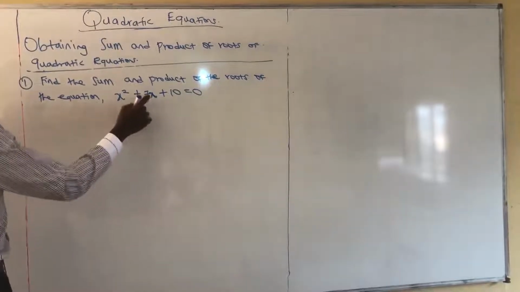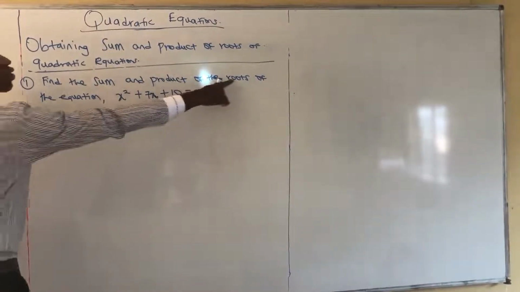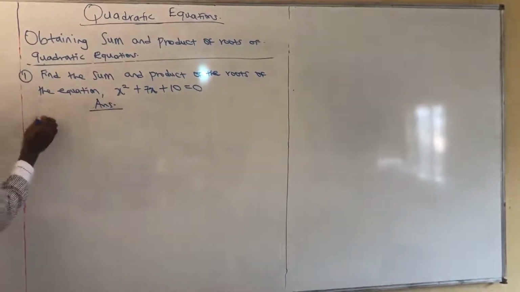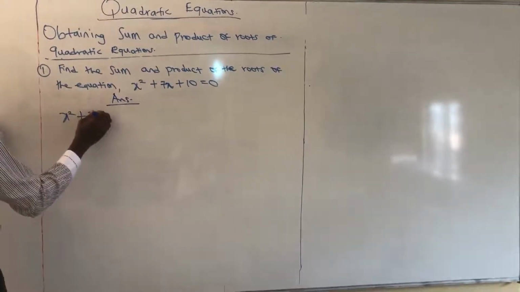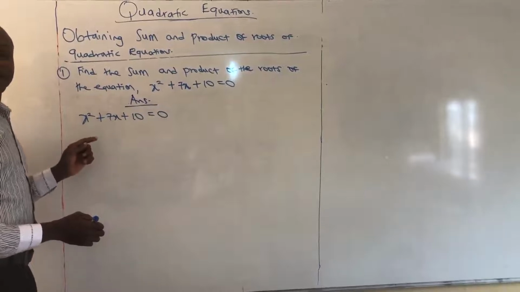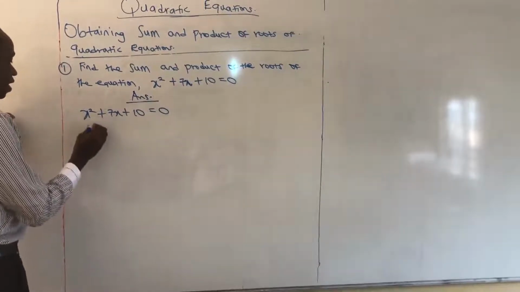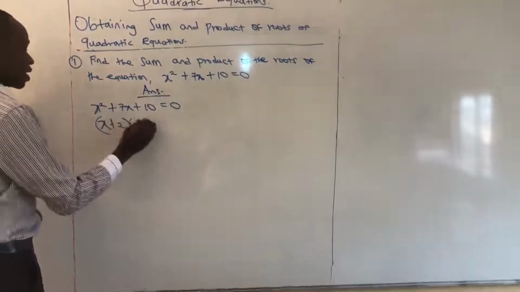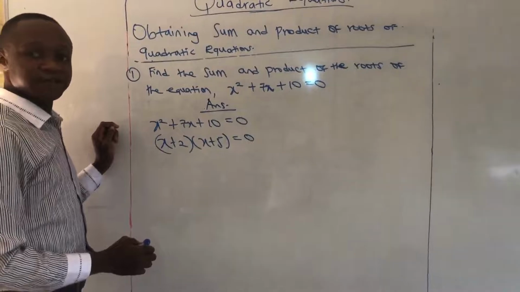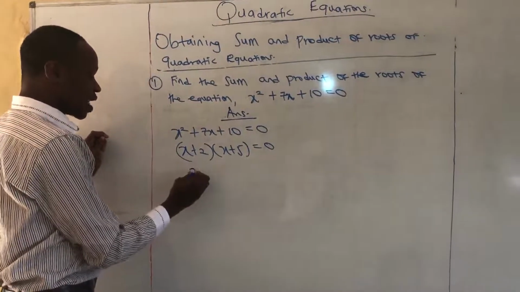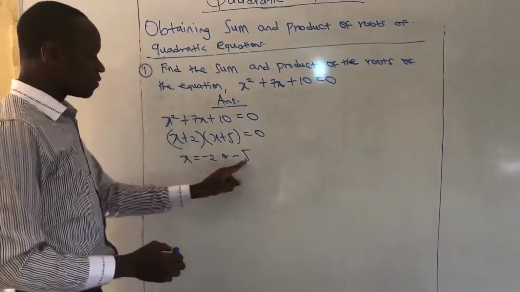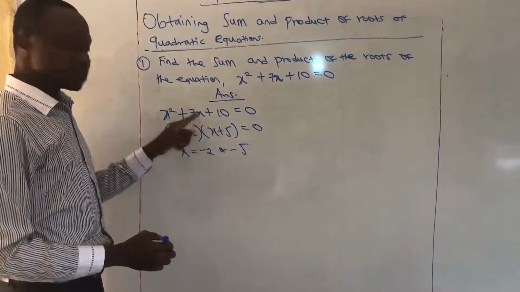First, one would want to solve this equation to obtain the roots. Solving x squared plus 7x plus 10 equal to 0, from the previous sessions, you would have x plus 2 and x plus 5 equal to 0. That is using factorization. So that from here, I'll be having x equal to minus 2 or minus 5. I have obtained the roots of this equation.